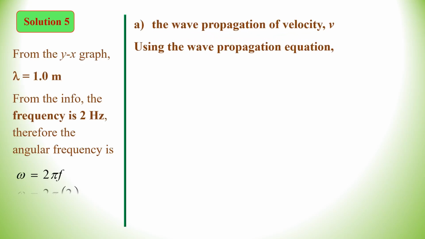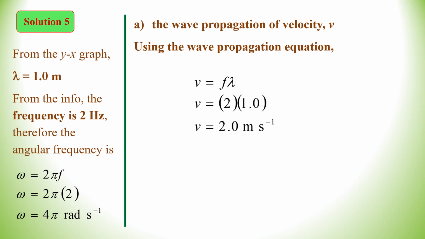From the graph of y against x, our lambda is equal to 1 meter. From the information given, the frequency is 2 hertz and the wavelength is 1 meter. The 1 meter we get from the graph, and the frequency is information given in the statement. Therefore, the angular frequency omega equals 2 pi f. Substitute the value, and you get the answer 4 pi radian per second.